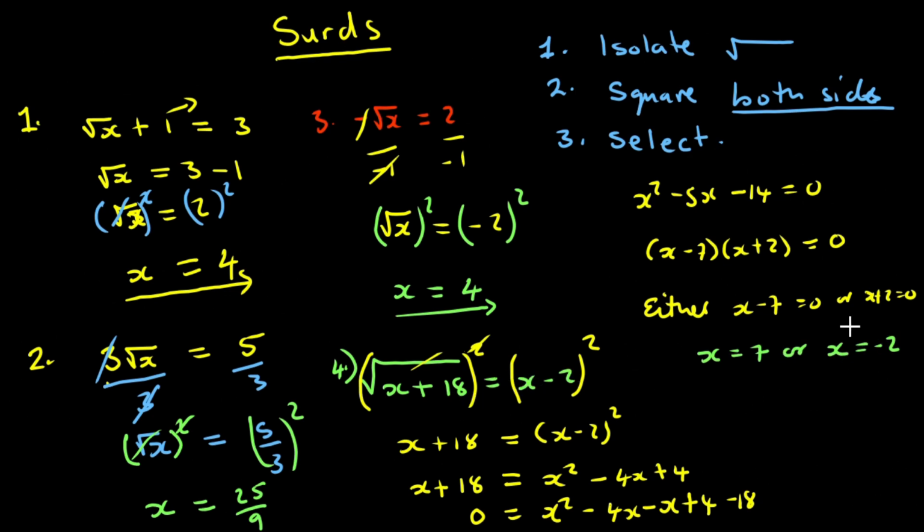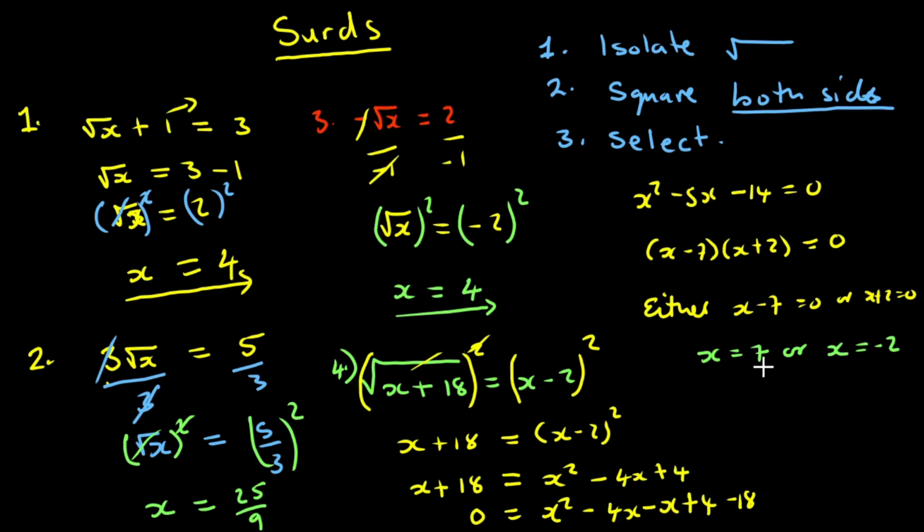Take also negative 2 and plug it in here. Negative 2 plus 18 is positive 16. The square root of 16 is 4. How about here? Minus 2 minus 2, you are going to get minus 4. So the left-hand side and the right-hand side are not matching.